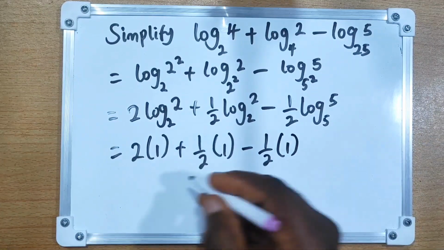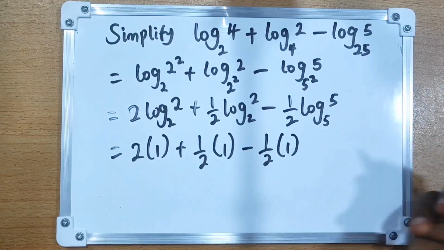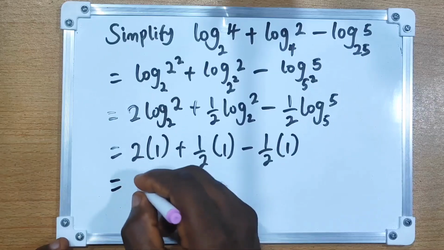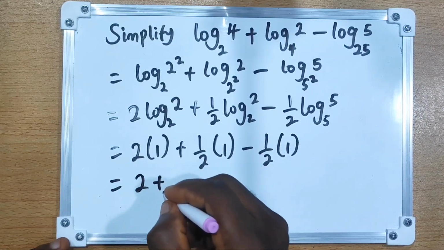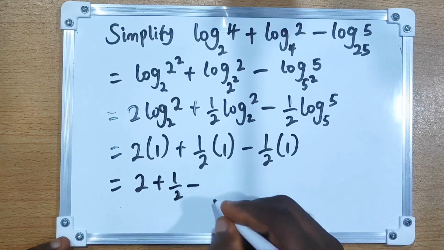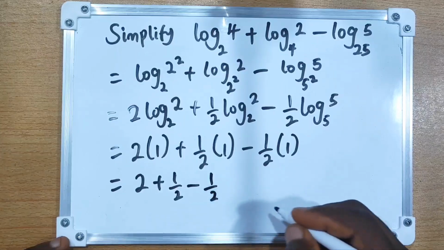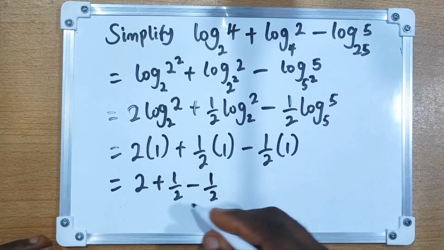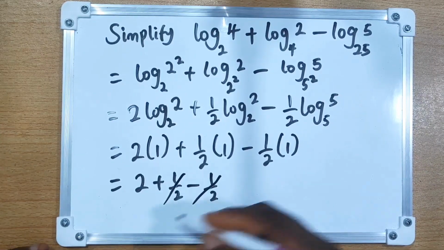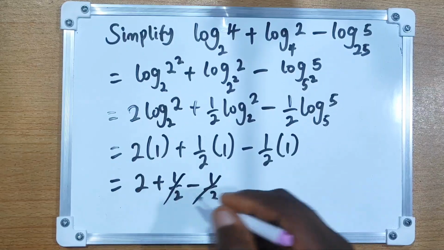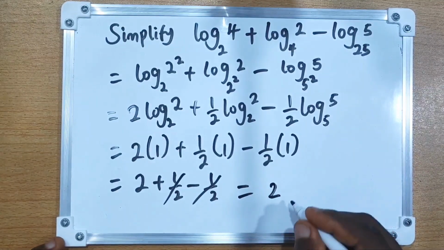When I expand and multiply by 1, they are all still going to remain the way they are. This is going to be 2 plus half minus half. Plus half minus half will cancel themselves out. We'll subtract them, so that becomes 0. And I'm left with 2 as my answer.